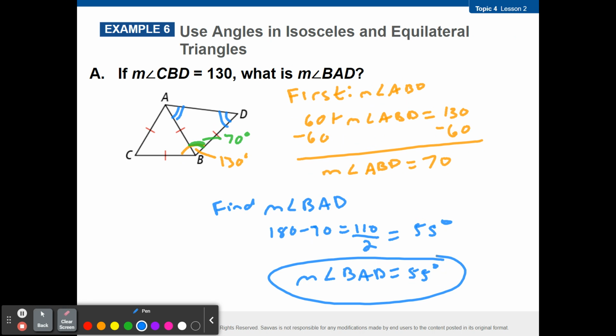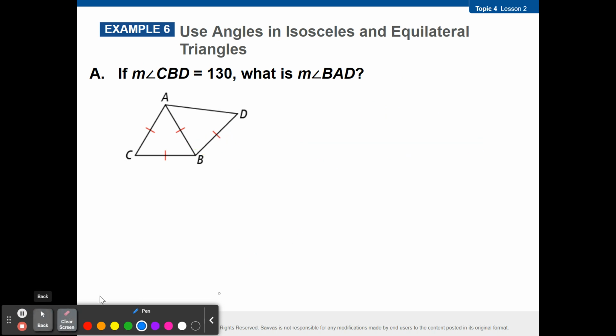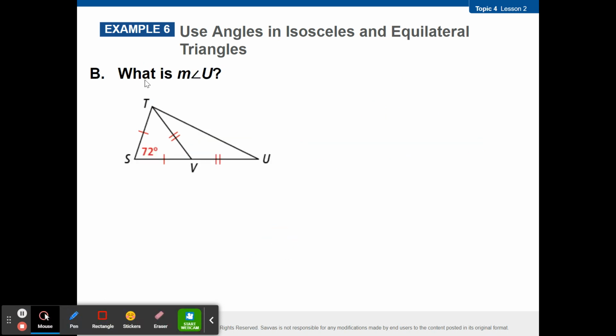How are we doing? Any questions on that? All right, let's take a look at the next example. It says, what is the measure of angle U? So this is what they're trying to have us find. Here's the thing. We do not have any equilateral triangles here, guys. We only have 2 isosceles triangles.